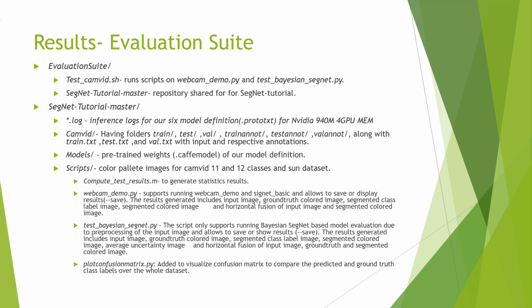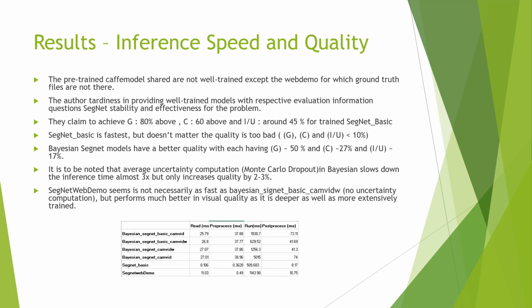The script only supports running SegNet basic based model evaluation due to pre-processing of the input image, and allows you to save or show results using the -save option. The one additional image that is dumped is the aleatoric uncertainty image. This is generated. The plot_confusion_matrix.py is also added to generate the confusion matrix visually whenever required. The inference speed and quality of the decoder lies here.